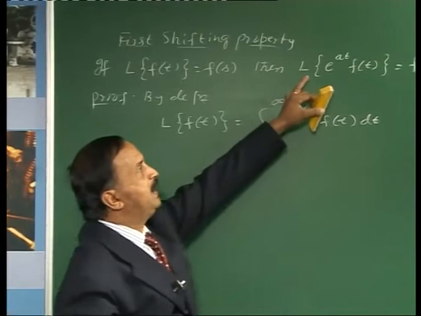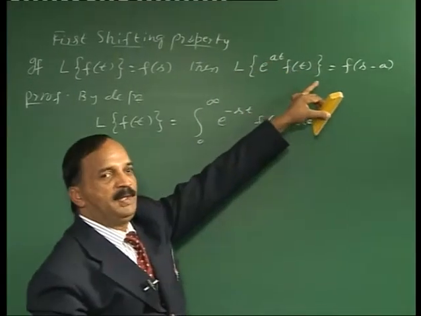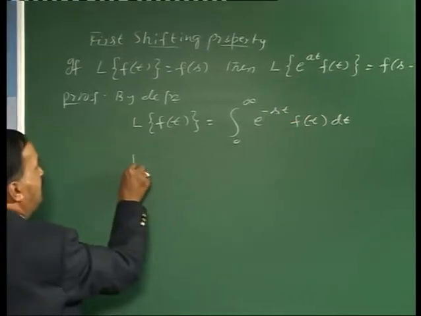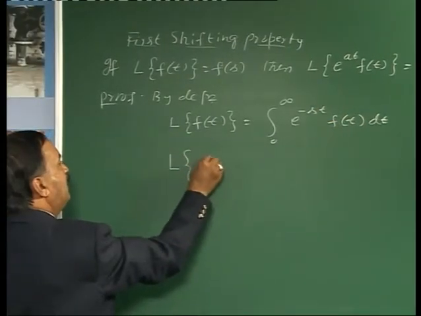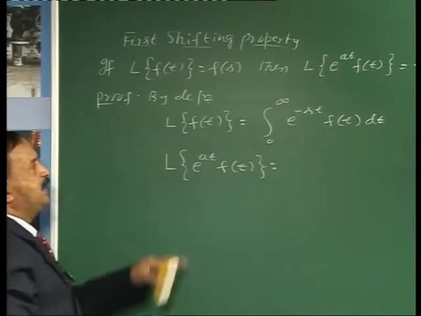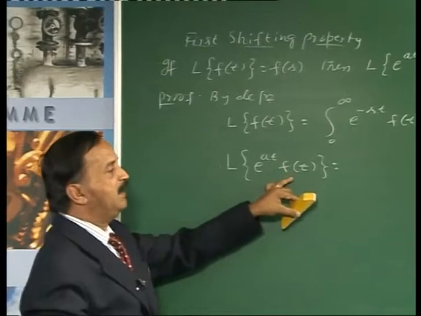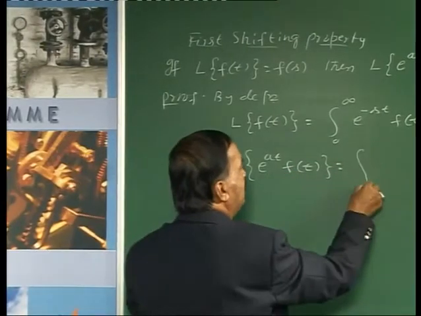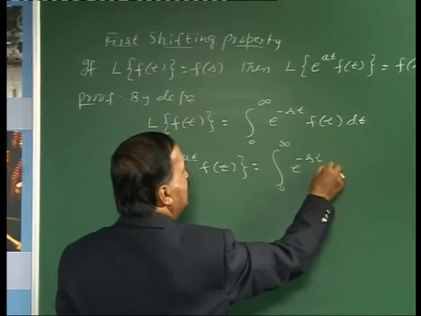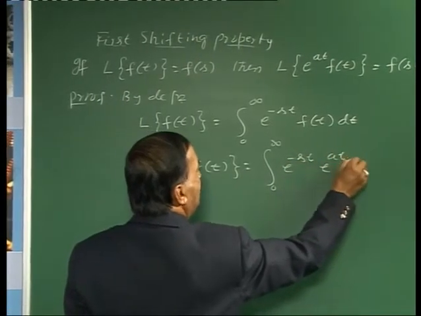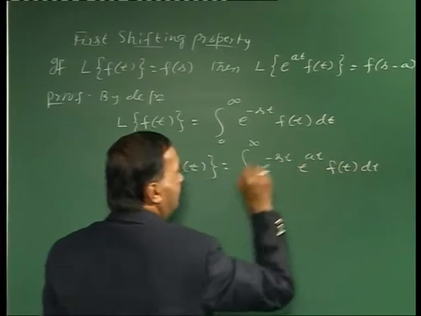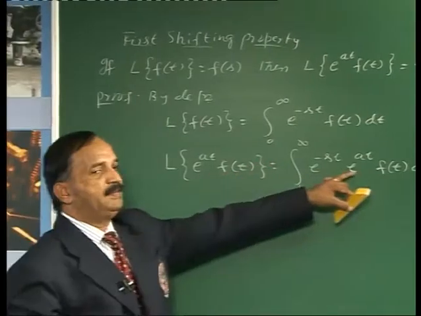Here we have to prove L of e to the power of a t f of t equals F of s minus a. That means in place of f of t, write e to the power of a t f of t. Then the right hand side becomes the integral from 0 to infinity e to the power of minus s t e to the power of a t into f of t dt.